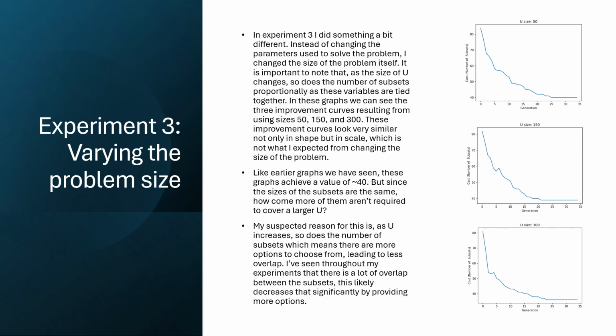But since the sizes of the subsets are the same, how come more of them aren't required to cover a larger U? My suspected reason for this is as U increases, so does the number of subsets, which means there are more options to choose from, leading to less overlap between the subsets that you choose for your solution. I've seen throughout my experiments that there is a lot of overlap between the subsets. This likely decreases that significantly by providing more options. Thank you.